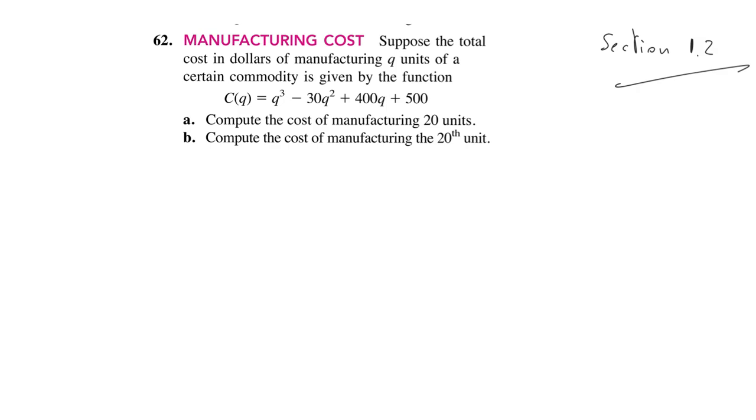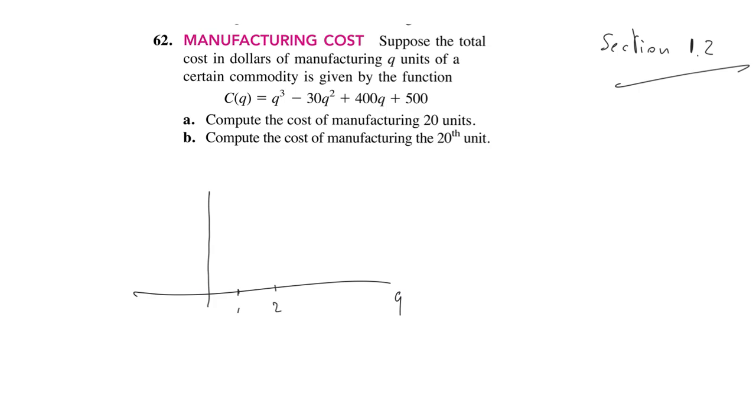So problem 62 says like this. Suppose that the total cost in dollars of manufacturing Q units of a certain commodity is given by this function. What does this mean? The Q is the X. To manufacture Q units, the Q is the X. Manufacturing one unit or 2 units has a cost.